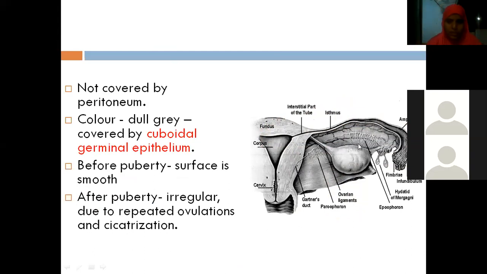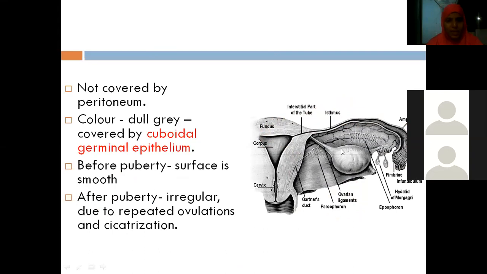What is the fold of peritoneum which is seen from behind? Mesovarium. You remember that word from yesterday: mesometrium, mesovarium, mesosalpinx. Three subdivisions we have seen. Basically, the ovary is not covered with peritoneum.